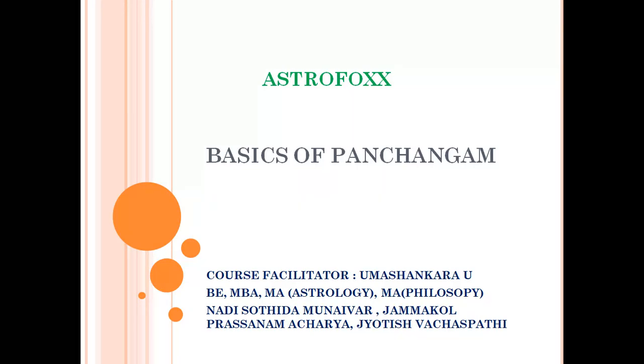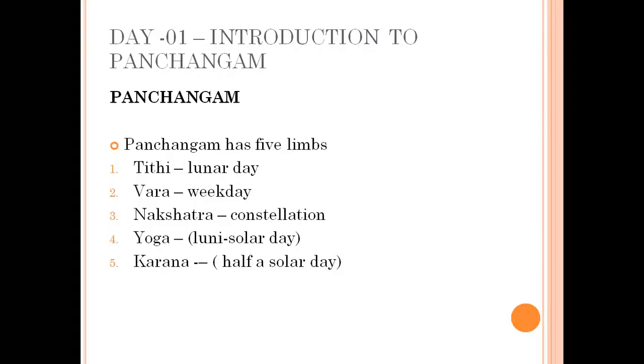Fine. Now, without wasting much time, let me get into the first slide. So, Panchangam. Panchangam means 5 limbs. Pancha means 5, Anga means limbs. So, what are those 5 limbs of Panchanga? Tithi, Vara, Nakshatra, Yoga, and Karana. Okay. So, these are the 5 limbs of the Panchanga.